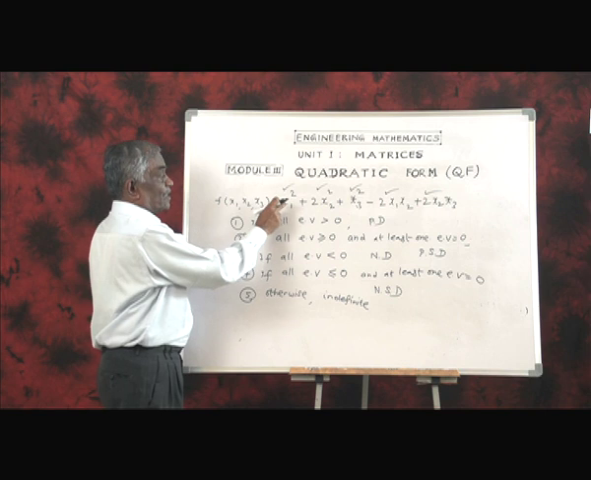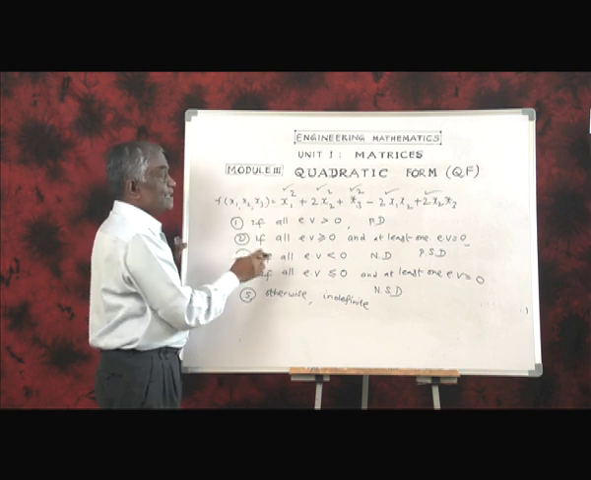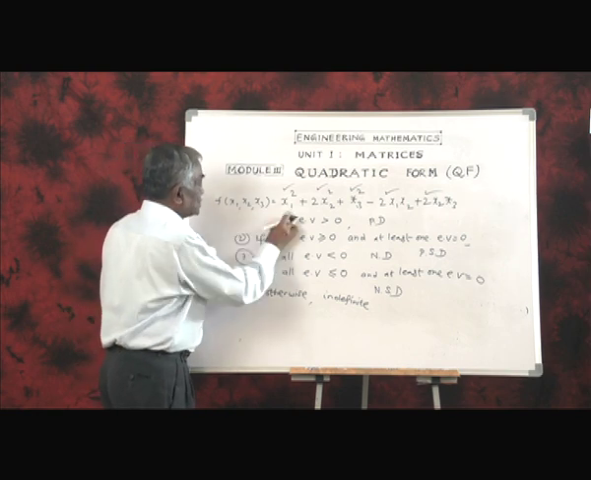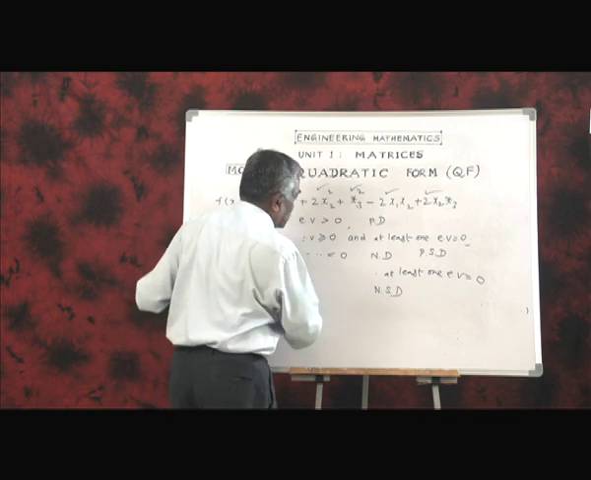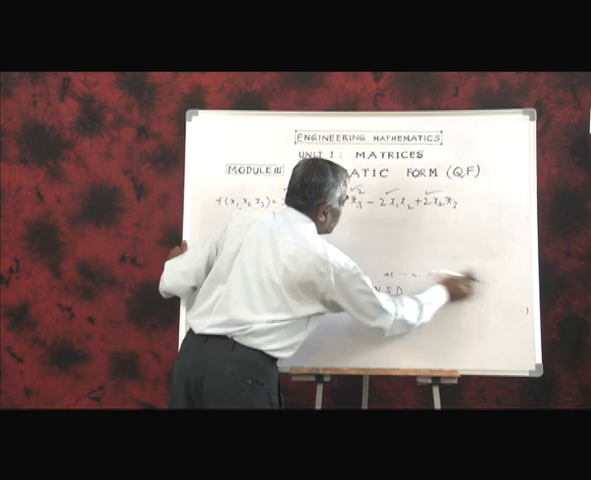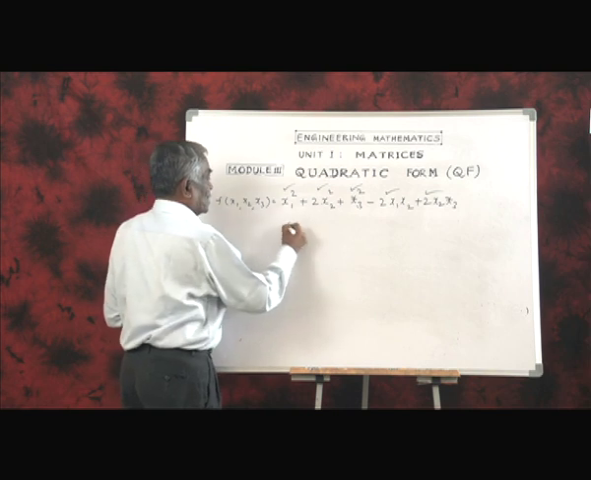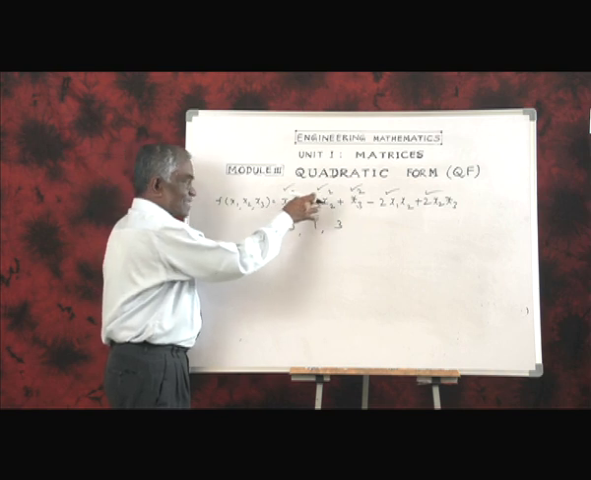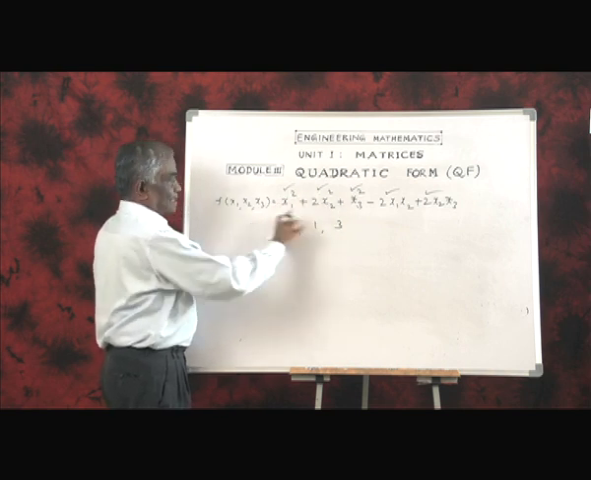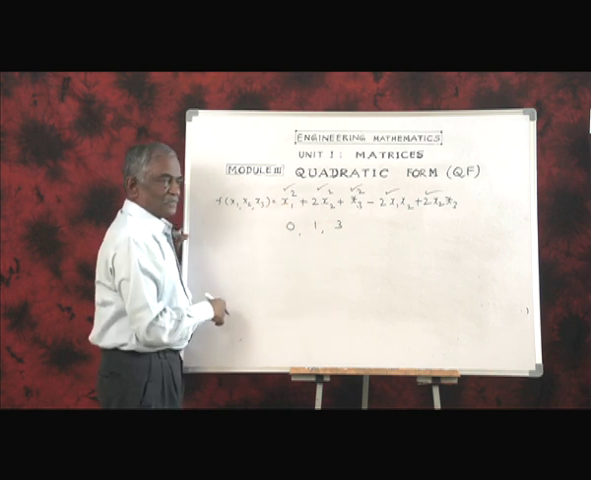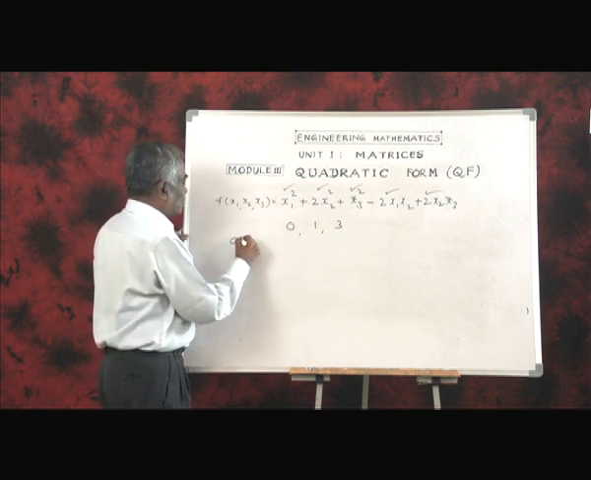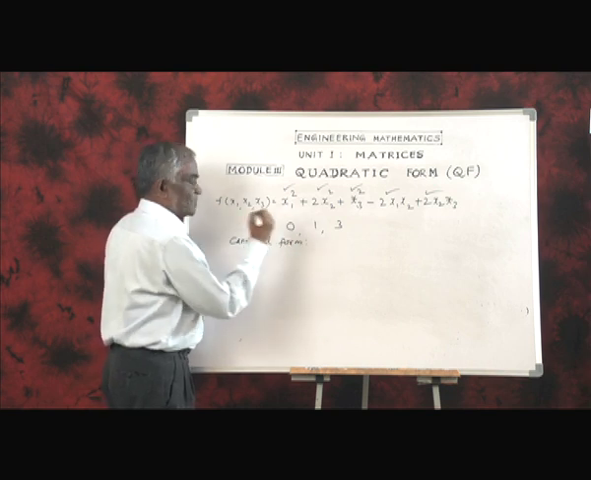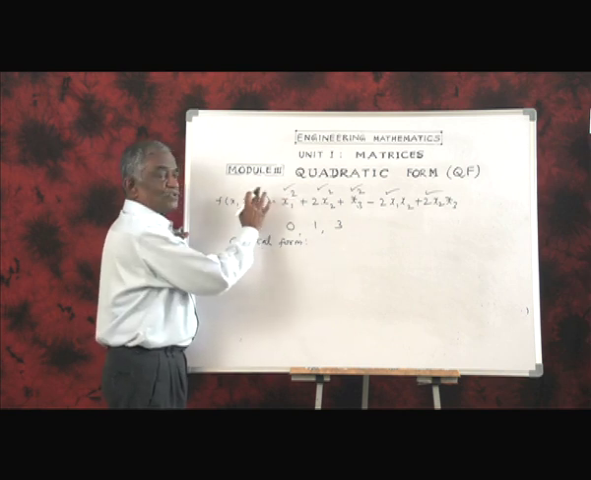Now, one more thing regarding this problem: what is the transformation, and what is the actual meaning of the canonical form? We got the eigenvalues for the matrix of the quadratic form in this problem as 0, 1 and 3. So we are going to write this expression as a sum of three terms involving only square terms. Canonical form means standard form, the form in which you have only square terms.